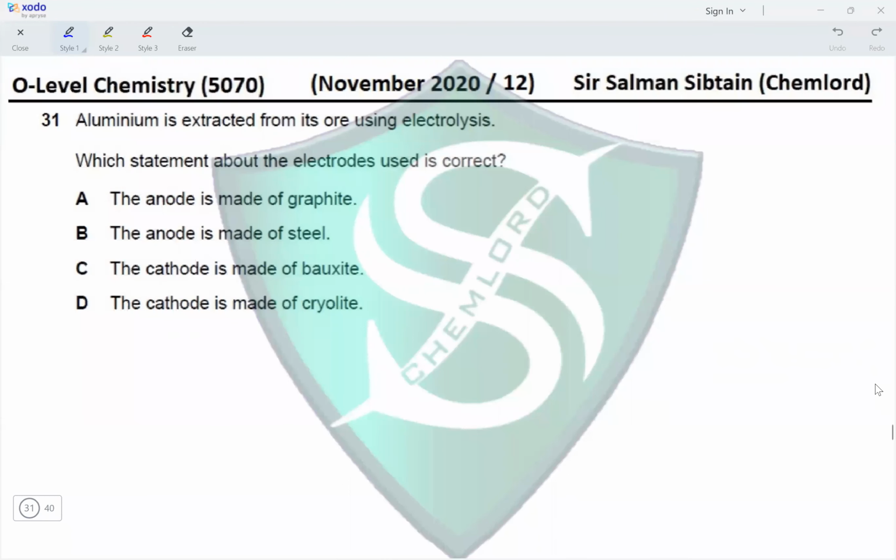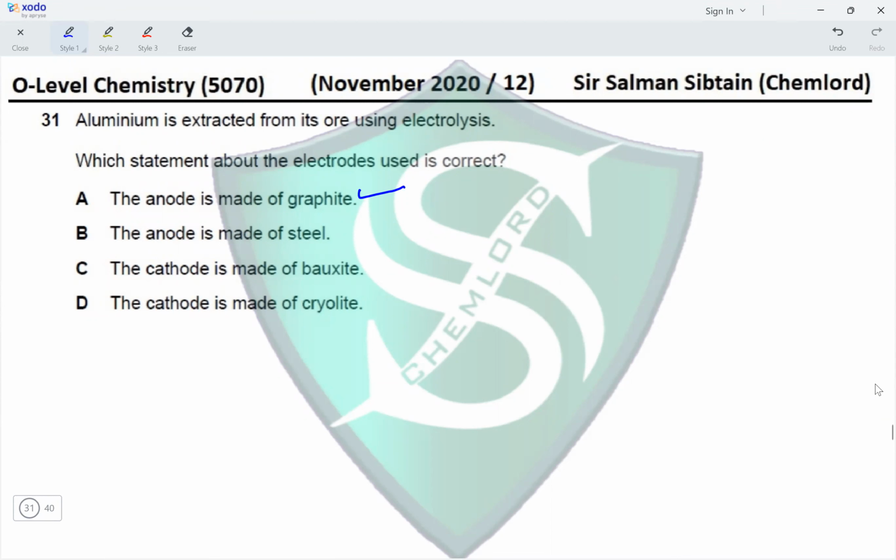Hi guys, this is O-Level Chemistry, paper 12, November 2020, question 31. Aluminum is extracted from its ore using electrolysis. Which statement about the electrodes used is correct? The anode is made of graphite? Yes. Even the cathode is made of graphite.